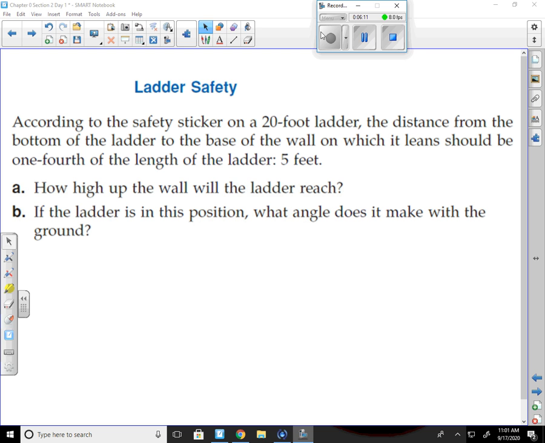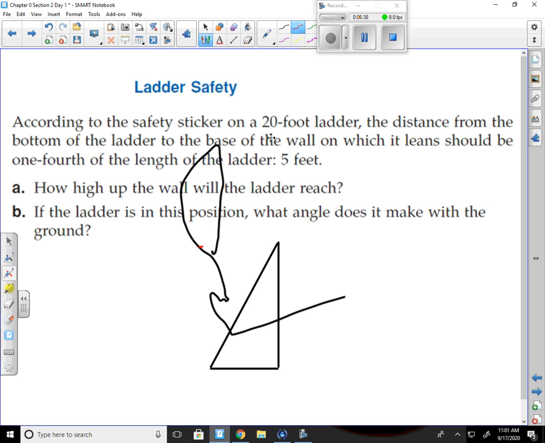According to the safety sticker on a 20-foot ladder, the distance from the bottom of the ladder to the base of the wall on which it leans should be one fourth of the length of the ladder, 5 feet. How high up the wall will the ladder reach? This is going to be easiest if we draw a picture of the ladder and what's going on. So the ladder has to lean. This ladder is 20 feet long. The base has to be 5 feet away.